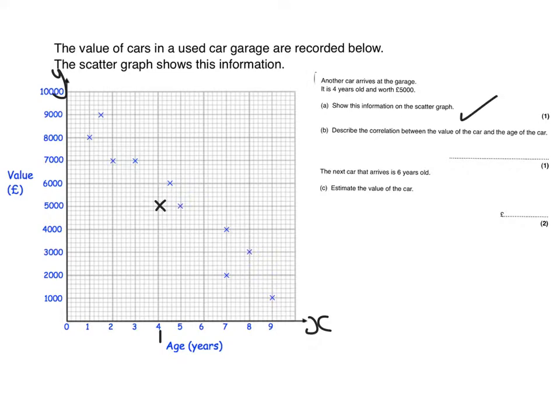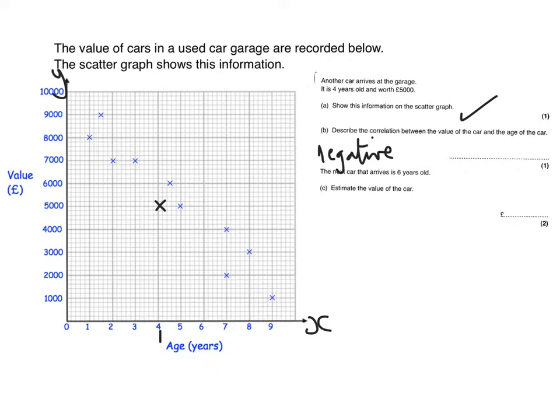Now the next thing I'm asked to do is describe the correlation. Now there's sometimes a bit of confusion here about state and describe. If you're not sure, I recommend doing both. Now the type of correlation this is, it goes downwards, so just like with gradient, this is negative, it's going downwards. So if it just said state the correlation, I would just write negative correlation. Okay, negative correlation. However, it says describe, so I need to say, what does that mean?